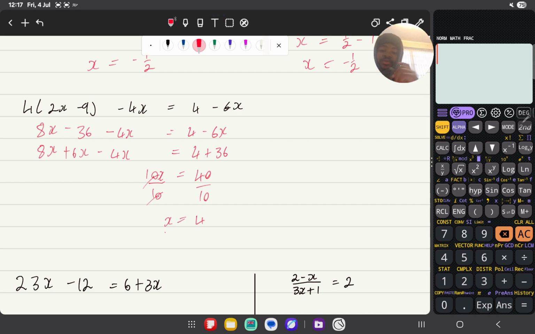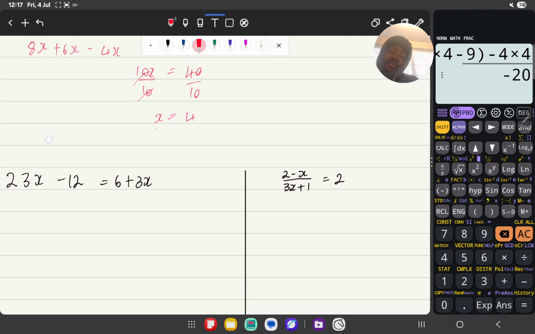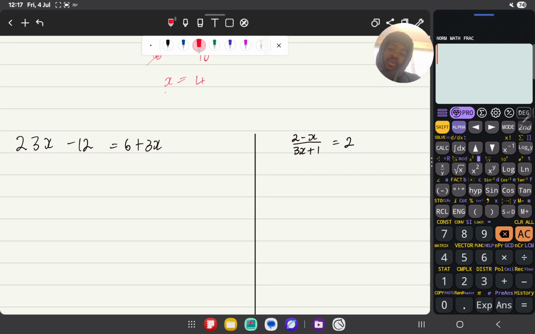x equals 4. And also maybe just to test it, you could say 4 minus 6 times 4, we are getting minus 20 on the one side. Then I go again, 2 times 4 minus 9, then minus 4 times 4, minus 20 again, saying we are still right. Cool stuff.